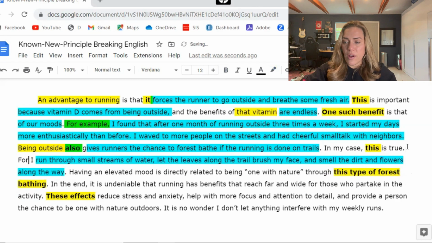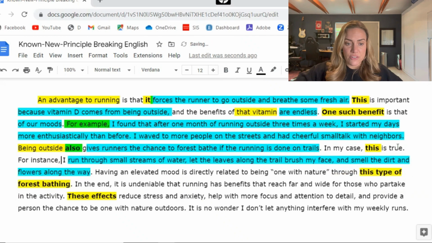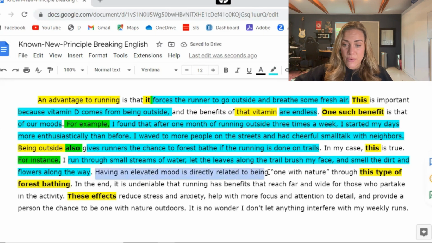Before I add that, though, I might say, for instance. I might use a transition word like for instance. You don't always have to, but it's glue. It helps the ideas flow together. Having an elevated mood is directly related to being one with nature through, I'm gonna highlight that blue, through this type of forest bathing, the one that I just mentioned. So I'm reminding you of the known information as I introduce new information.